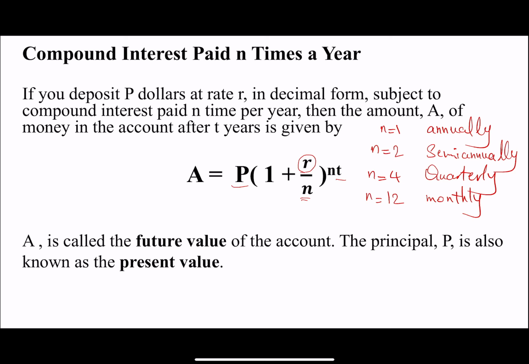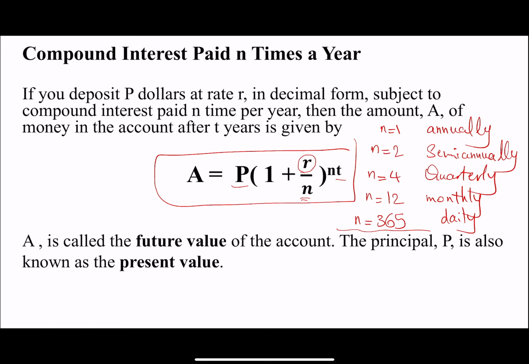We can have compounded daily too. They calculate your interest every day and they pay your interest every day, right? So n is 365. Some banks go with 360 to simplify that. Every day they calculate interest on your interest and your principal. Here we go, and that's the equation that we have for interest compounded n times a year.